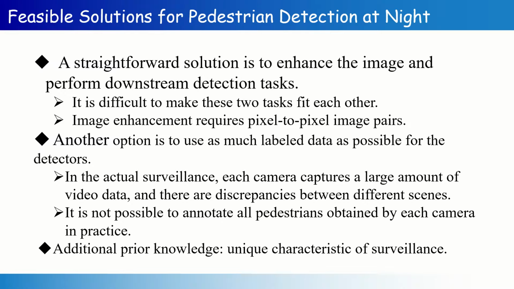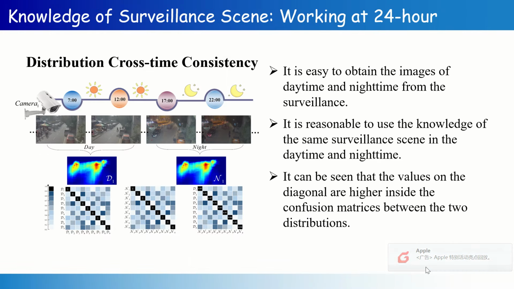Noteworthy, surveillance devices have the unique characteristic of working day and night, 24 hours. It is easy to obtain images of daytime and nighttime from the surveillance. It is reasonable to use the knowledge of the same surveillance scene in the daytime and nighttime to assist pedestrian detection at night.